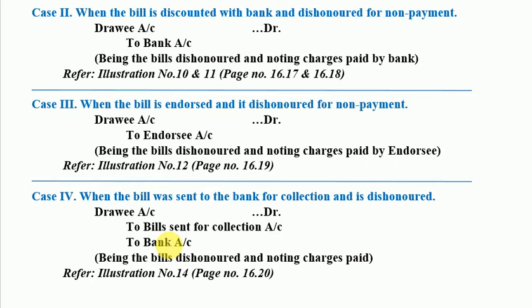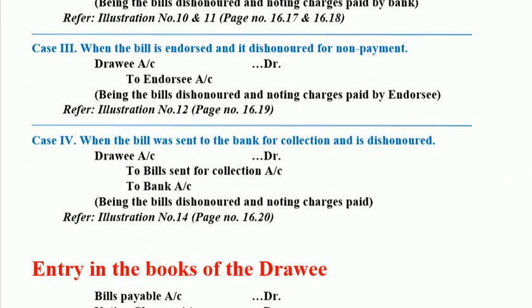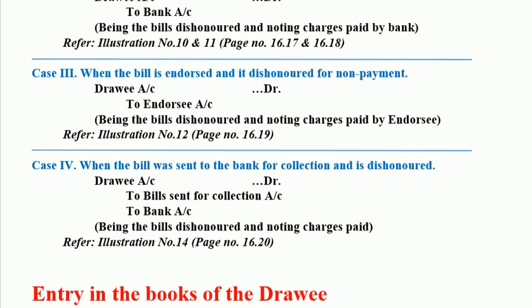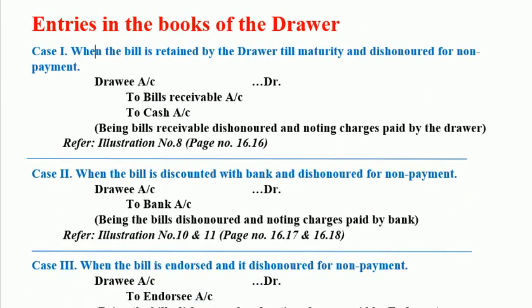For this, refer to illustration number 14 in your textbook, which talks about a bill sent for collection getting dishonored. The entry for dishonor will be drawee debit, that is Y, on January 4, to bills sent for collection account, that is the amount of the bill, and to bank account with the noting charges. So Y is debited with 15,000, which includes the bill amount 14,500 plus noting charges. Bills sent for collection account is credited with 14,500 and bank is credited with 500, that is noting charges. So solve this illustration in your copy. These are the four cases which we have discussed: entries in the books of the drawer when the bill gets dishonored.